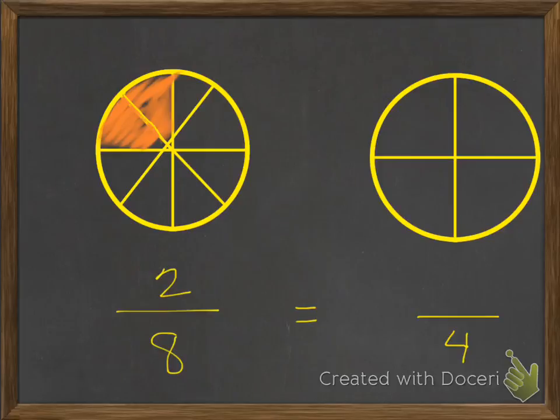Now, how do I change my 8 to a 4? That's right. I am dividing. I divide by what? 2 to get 4. And I don't divide there. So 2 divided by 2 is 1. So how many pieces am I going to shade in here? Just 1. And you can tell they're the same. That's equivalent fractions, guys.